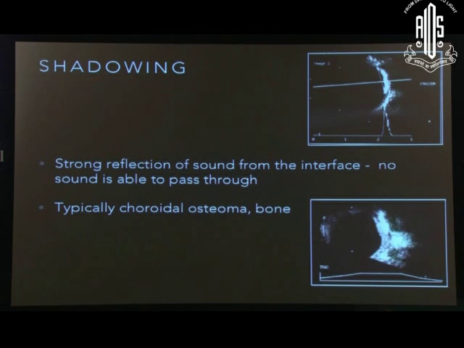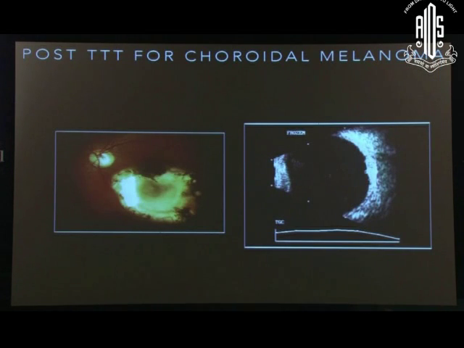Now what is shadowing? Shadowing or reflection. You have structures like bone, which can be within the choroid, as in a choroidal osteoma, or as in here, you have a displaced orbital bone from an orbital fracture. You see here all the sound is getting reflected back. Nothing is passing beyond it. This is the phenomenon called shadowing, and it's typically seen in choroidal osteoma or bone.